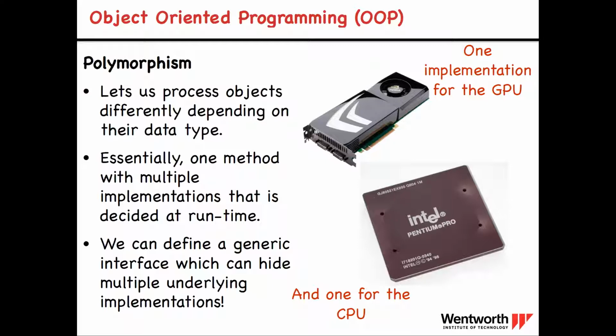That may not sound that awesome, but it allows you to do things where you don't explicitly have to say, I want to run this version versus this other version. It lets your program pick at runtime, which is quite an amazing concept. So it lets us process objects, which remember are essentially classes, differently depending on what their underlying type actually is. You define a generic interface, and that interface can hide multiple underlying implementations. So there's some really cool stuff we can do with it.